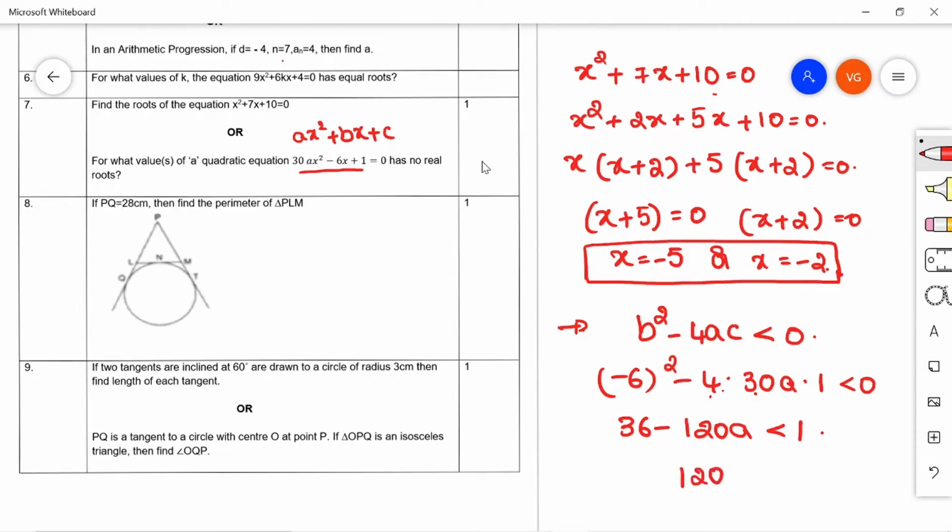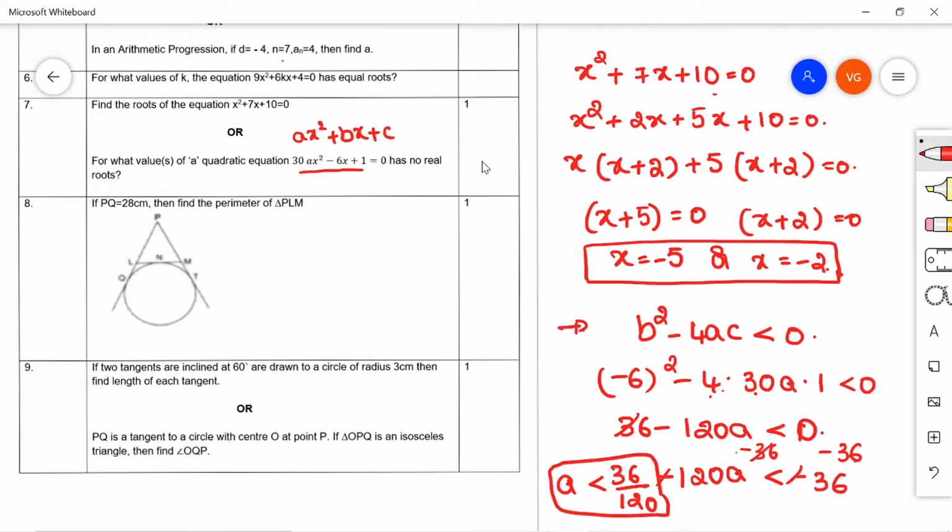So minus 120a should be less than minus 36, because there is 0 here, right? So I am adding minus 36 on both sides to balance the inequality. So 36 will get cancelled, and this side is minus 36. So a should be less than 36 by 120 here. So the value of a should be less than 36 by 120.